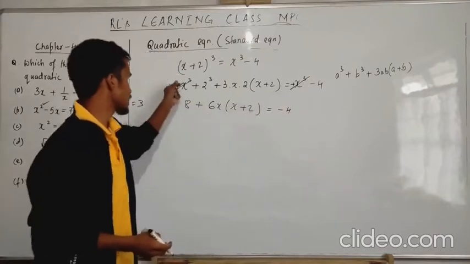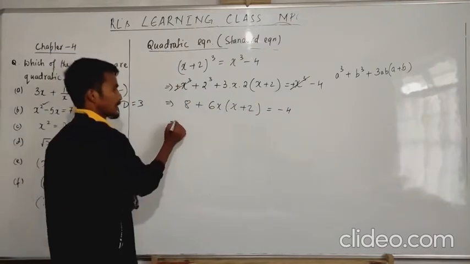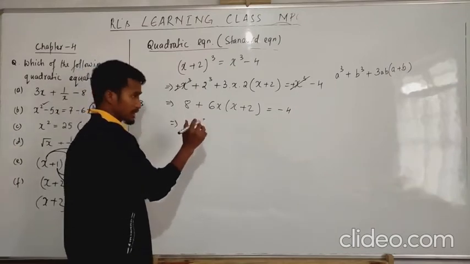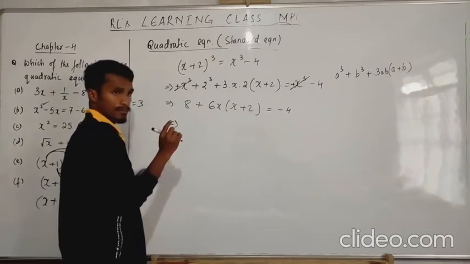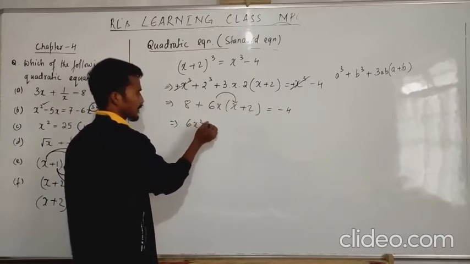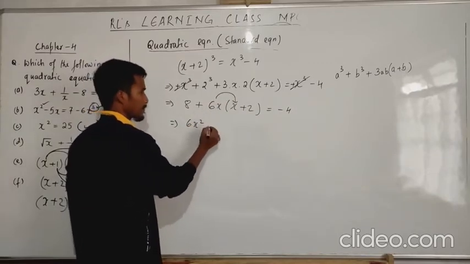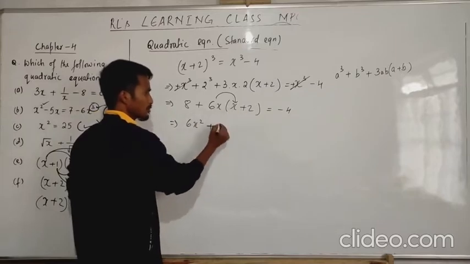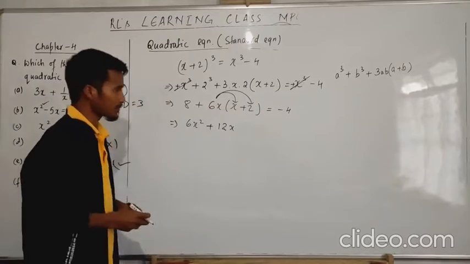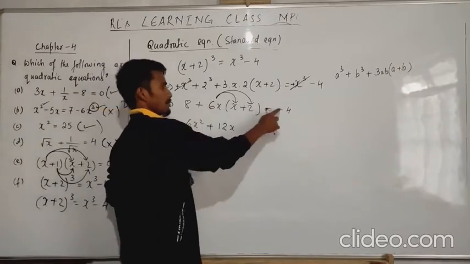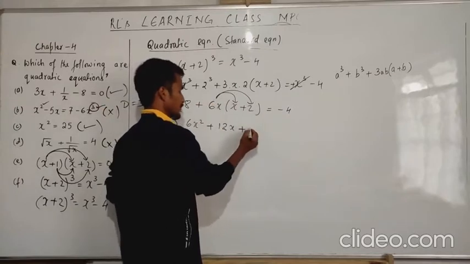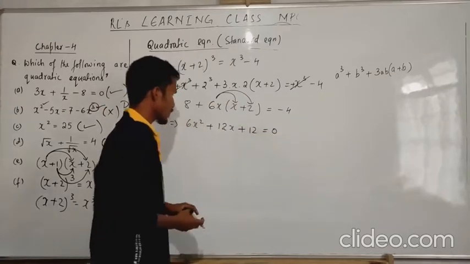Now left only minus 4. This x cube and x cube are cancelled. This minus 4, if I take this side, will change to plus. Then we got 6x into x, 6x squared. Then plus 6 into 2, 12. Then this x, put it as it is. Then this 8 plus 4 becomes 12 equal to 0.